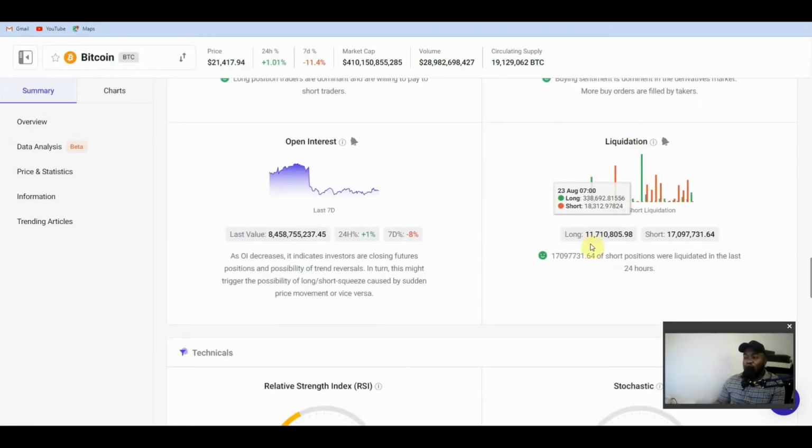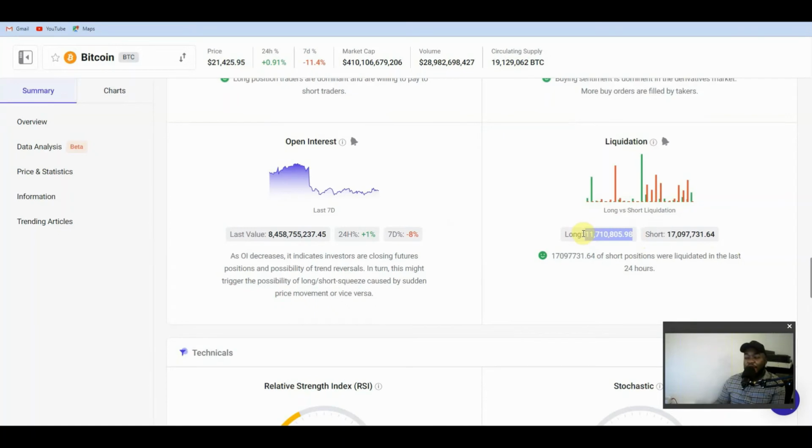Liquidation. I can see the amount of short positions that were liquidated in the last 24 hours. This is happening like yesterday when we had some bull run. Now this is showing you the amount of short positions that were liquidated. You remember that in the last 24 hours we had some bull run.